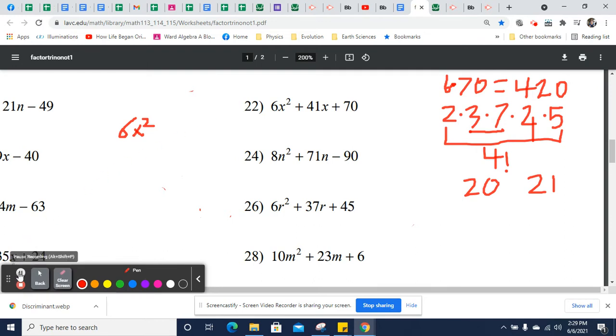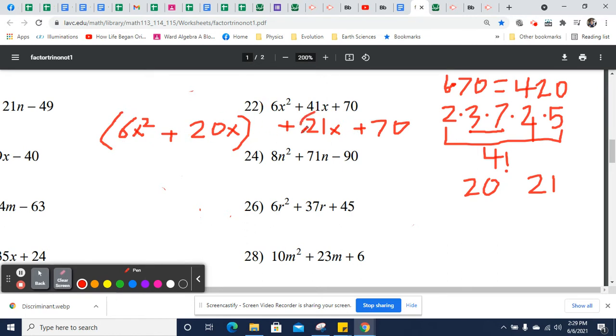And I'll pause while I write it all out. So I've written this out. I've taken the 6x squared, and I've taken the 70. I've left them as is. But I've taken the 41x and broken it up into 20x and 21x. Now I'm going to group it like this. I could have swapped the 20x and the 21x, by the way, it'd still work. So I'm going to group it like that.